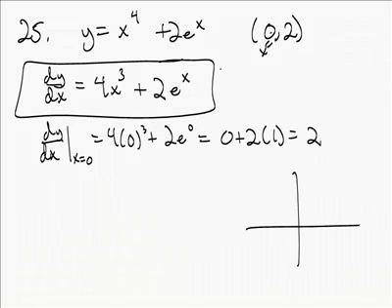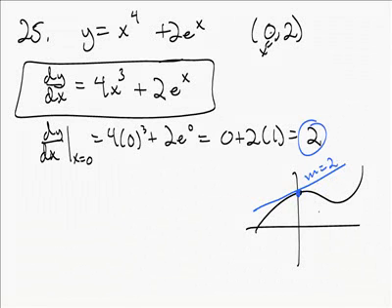Let's go ahead and just draw a picture. I don't know what this graph looks like. Say it looks like this. We're at the point (0, 2). The slope of the tangent line, we're saying, is 2. That's what we found by taking the derivative and plugging in the x-coordinate of the point we're looking at, and it comes out to be 2. That's the slope of the line.